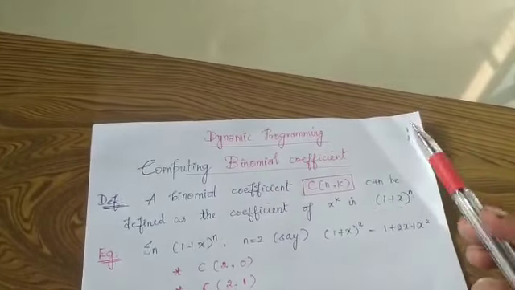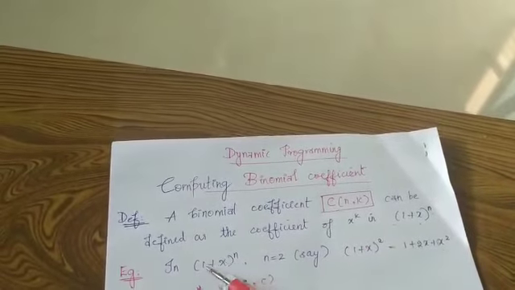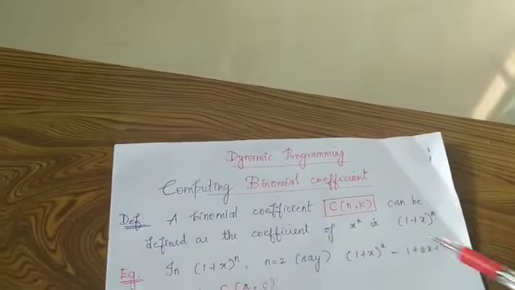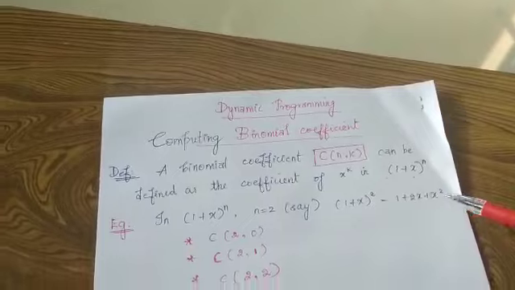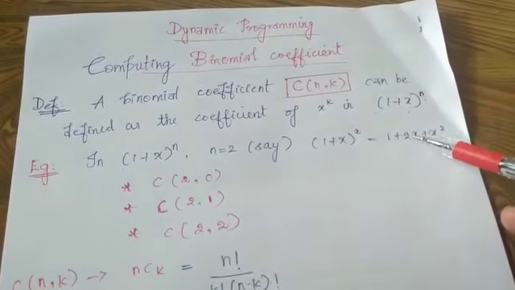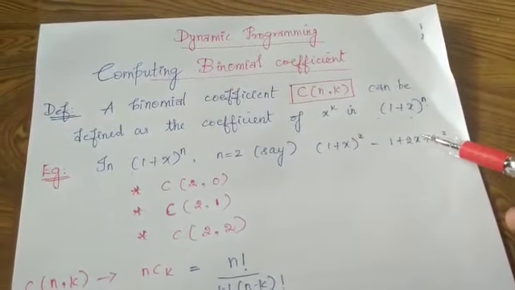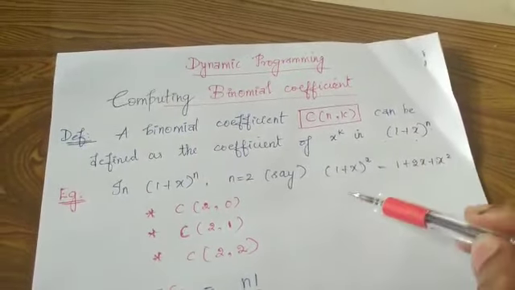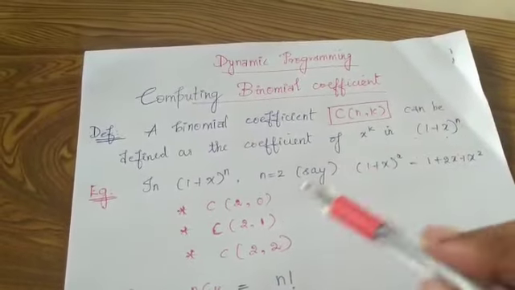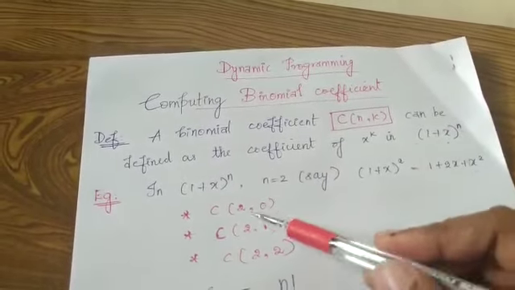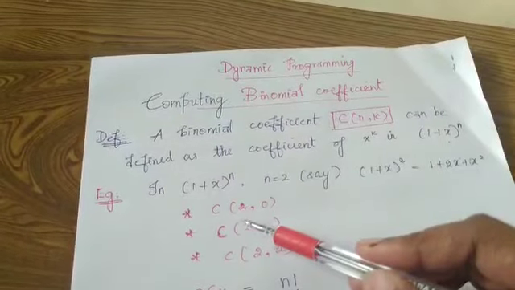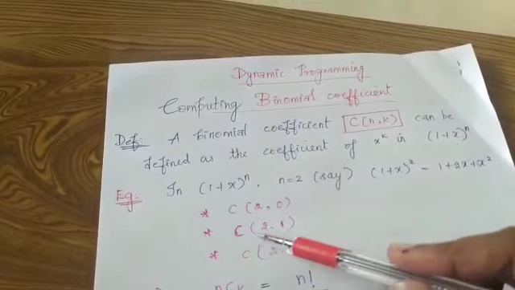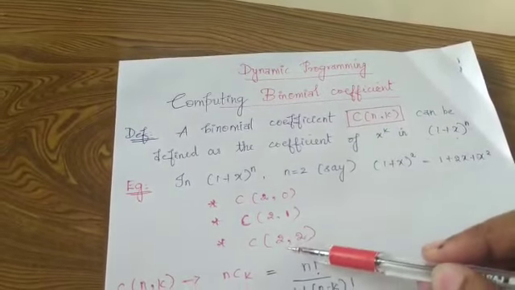For example, to be more clear, if n is equal to 2 in (1 + x)^n, then by expanding we get 1 + 2x + x squared. Here 2 is the binomial coefficient of x, 1 is the binomial coefficient of x squared, and these can also be represented in three ways: C(2, 0), where 2 is the degree of the algebraic expression, C(2, 1) and C(2, 2).